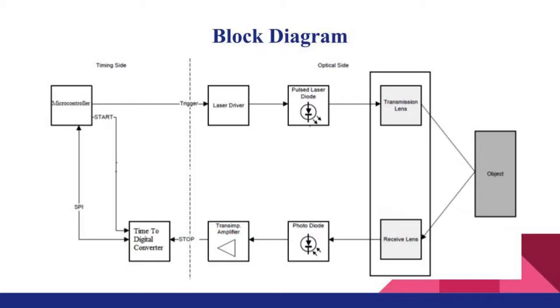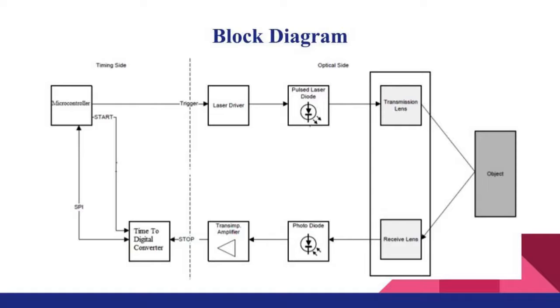Block diagram. As shown in the diagram, the laser source transmits the laser. When the user presses the start button on the device, the laser diode emits laser. A start pulse is generated at this time event, which is connected to the TDC. This laser reaches the destination surface and gets reflected back. The photodiode receives the reflected light from the target.